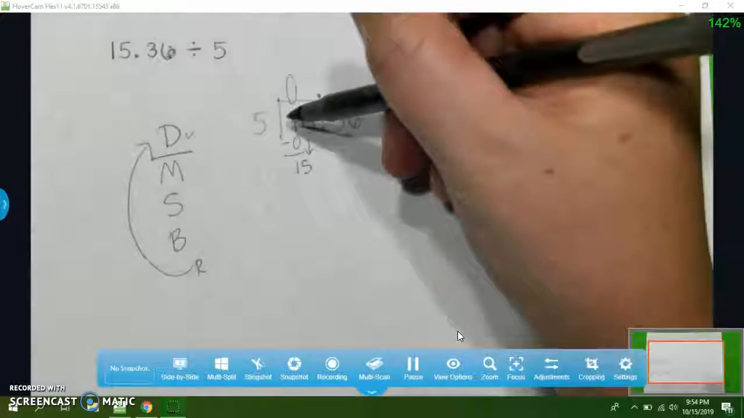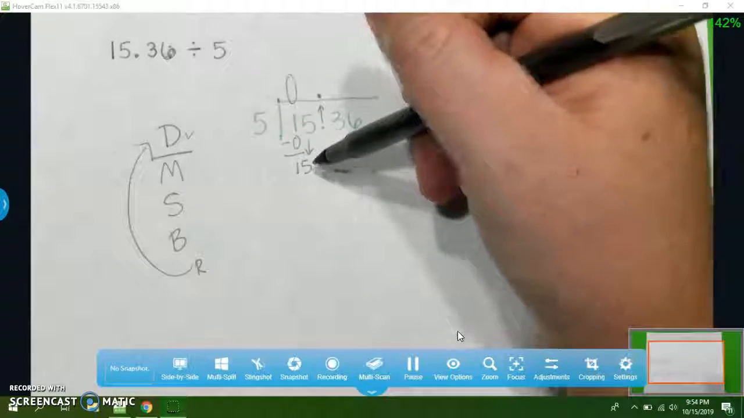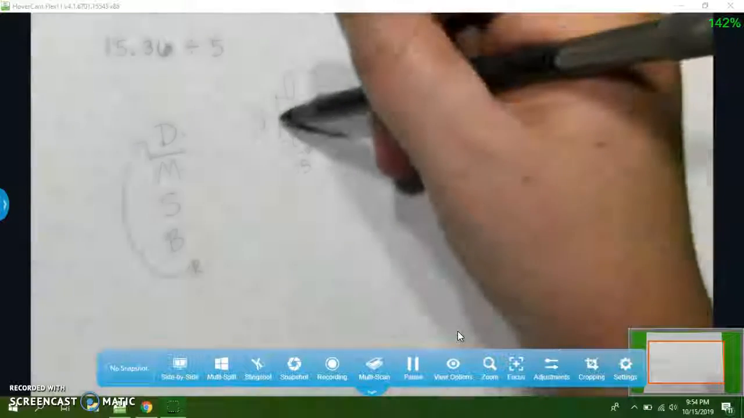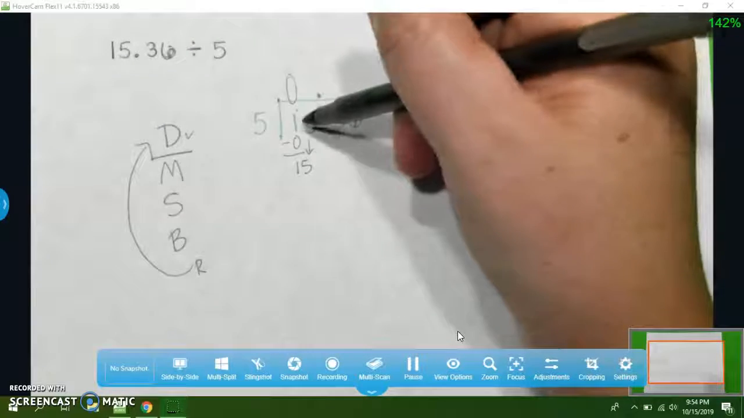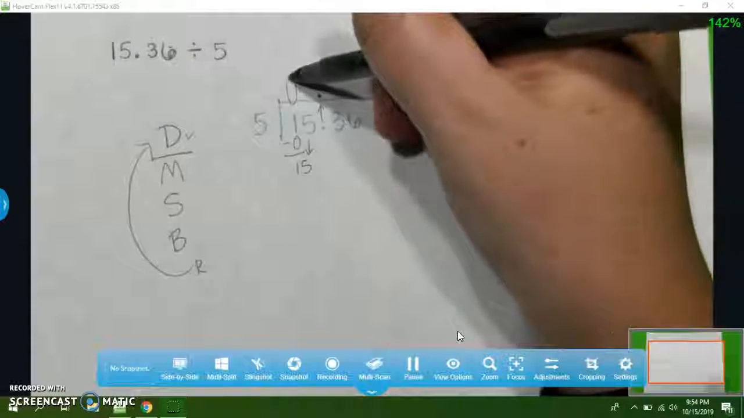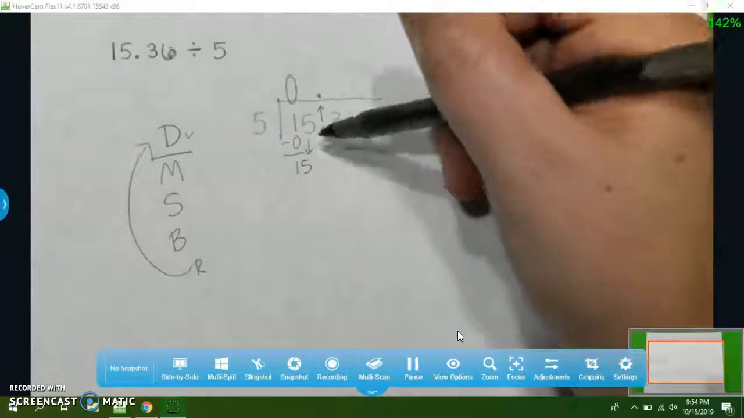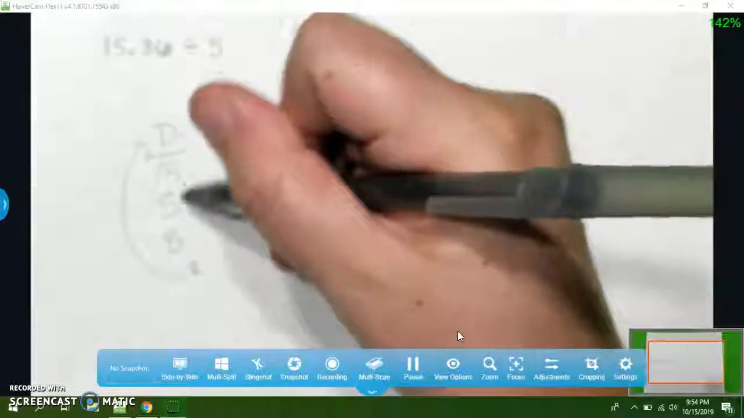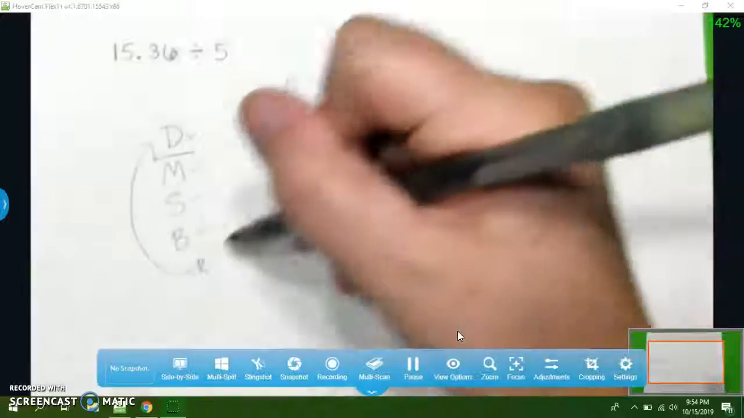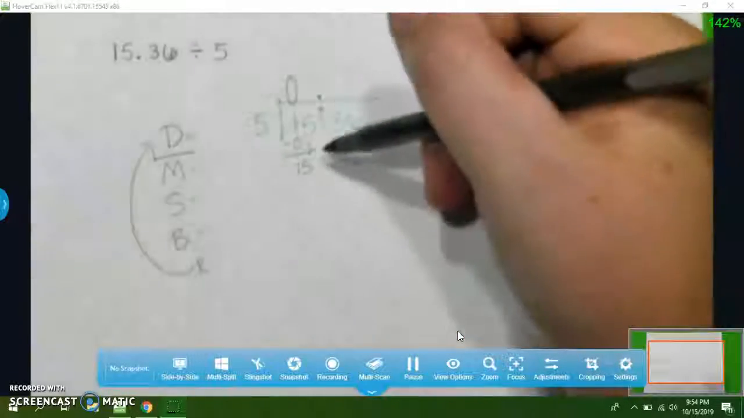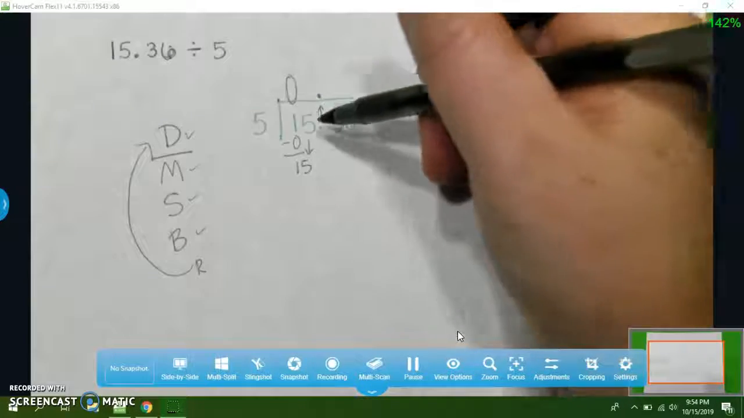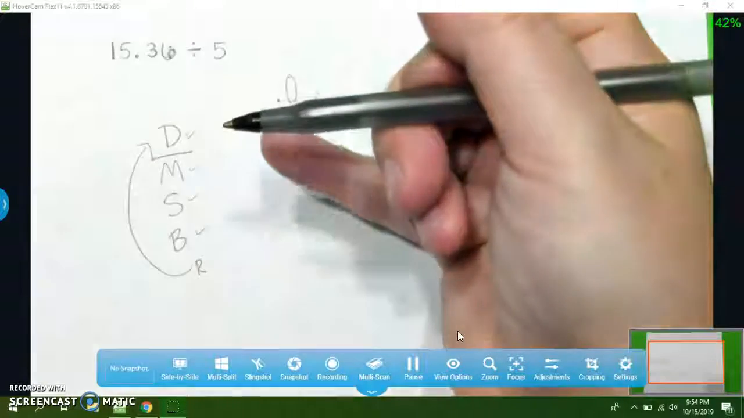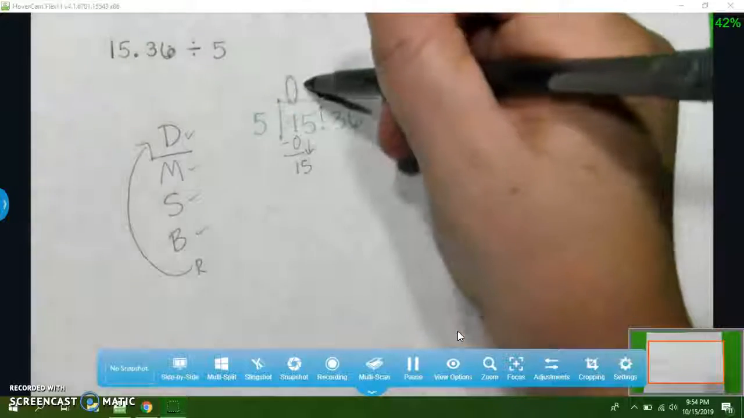So now we're starting the whole process over. 5 into 15, which some of you probably did from the very start. You said, I can't get 5 into 1, so I'm going to do 5 into 15. That's fine too, as long as you remember your placeholder. But for the rest of us who went ahead and just followed the steps right on through, we're starting back to the top with 5 into our new number, 5 into 15. 5 fits into 15 3 times, because I can count by 5s, 5, 10, 15.